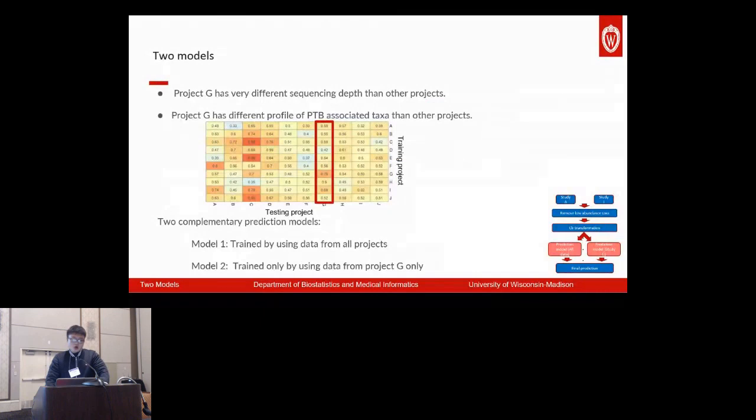We also did project-to-project testing and training metrics. The column is the testing project ID, and the row is the training project ID. We can see the model trained only on project G has good performance on testing project G itself, but bad performance on other testing projects. So it shows project G has different preterm birth associated taxa compared with other projects. So besides model 1, which is built using all the specimens, we also built model 2, which is trained only on project G, and is treated as complementary to model 1.